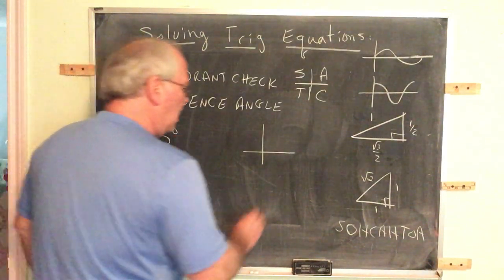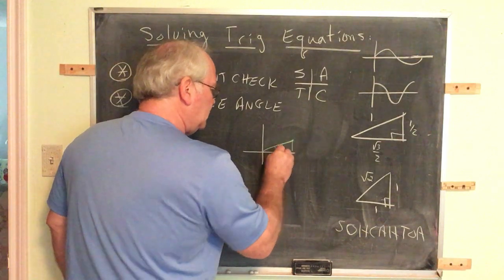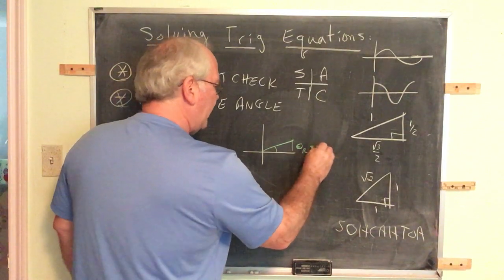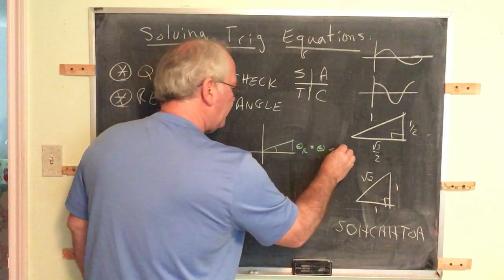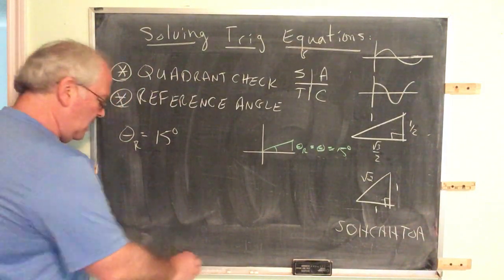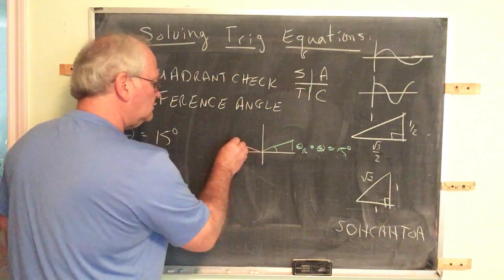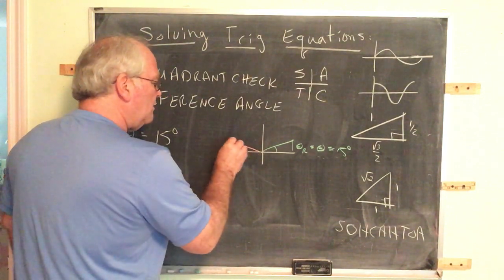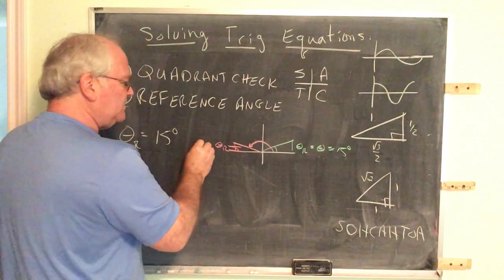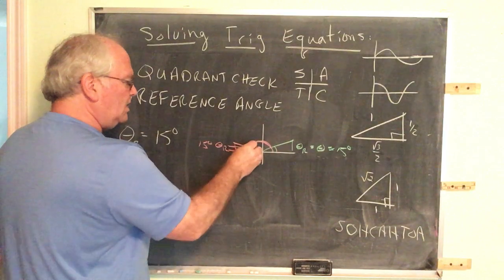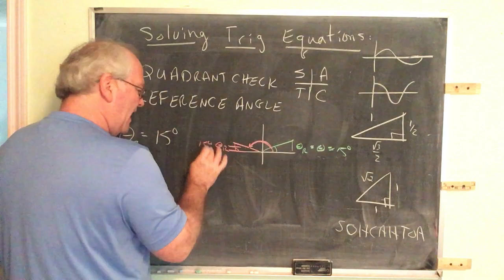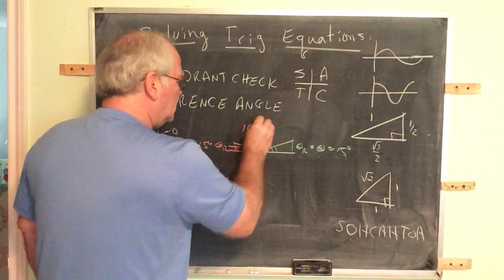Well, in quadrant 1, theta reference is theta. So this is theta reference, and theta is the same in quadrant 1. So theta is 15 degrees in quadrant 1. In quadrant 2, this is theta reference, but that's theta. So if this is 15 degrees, the angle we're looking for is 180 subtract off the 15. So in quadrant 2, 180 minus 15 is 165 degrees.